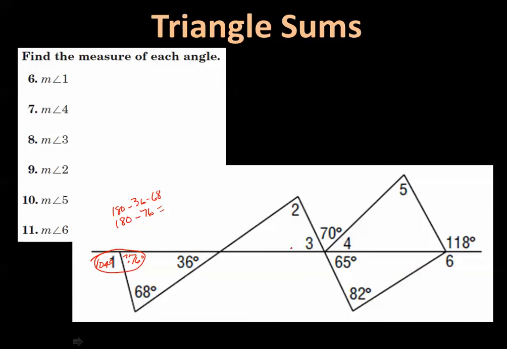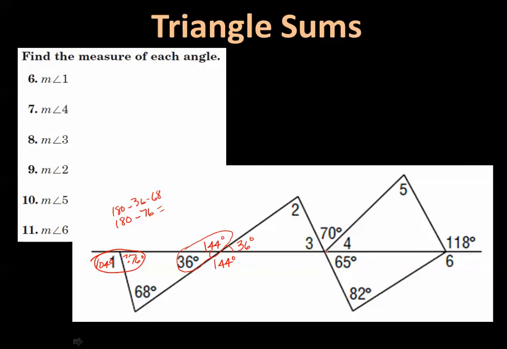Alright, for angles 2 and 3, I have to do a little bit more work over here. This angle right here and this angle right here are a linear pair. So 180 minus 36 is going to give me 144. This angle right here is also 144. Oh, and I'm so silly. These two are congruent, so that's 36 degrees.